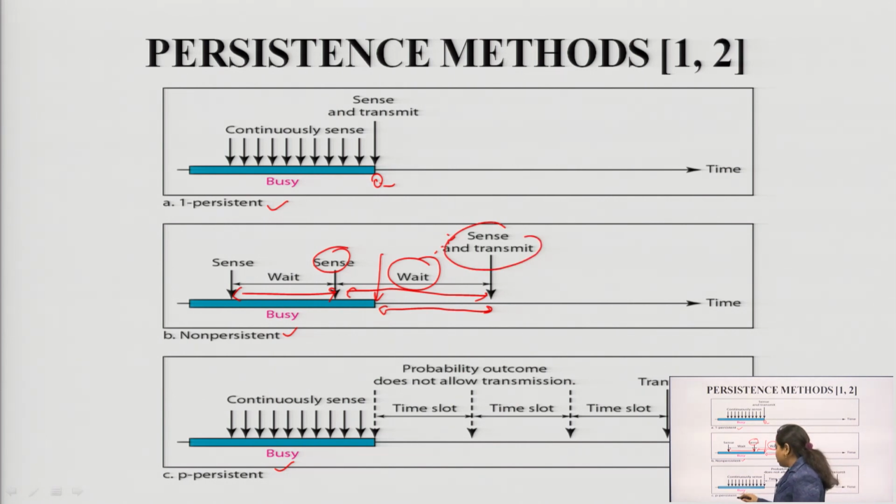Now, in the case of P-persistent, a probability outcome decides whether transmission is allowed. So, it will wait for some amount of time; there are equally divided time slots, and when it senses that the channel is free, it will transmit the data. So, this is the basic difference: the waiting time is not fixed, and the time axis is divided into equal time slots. This is how the persistent methods work.